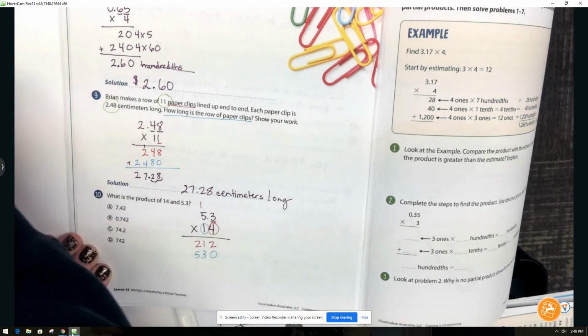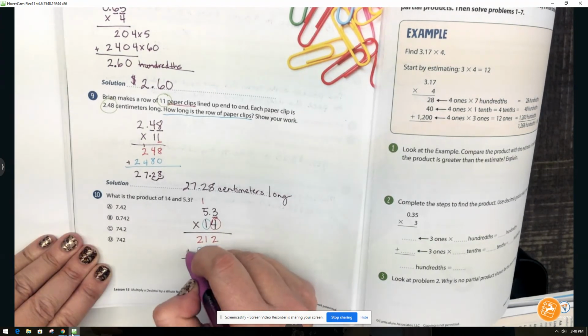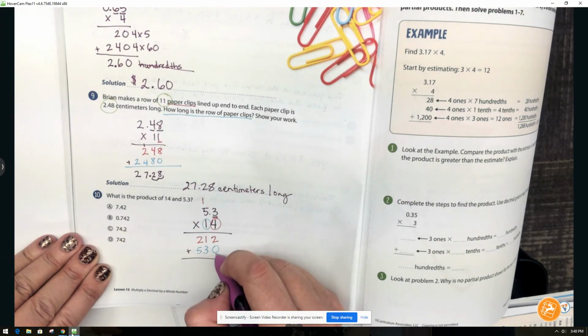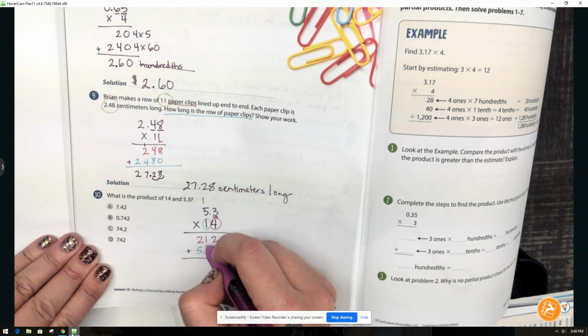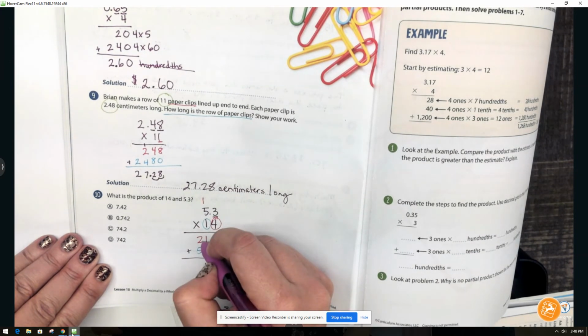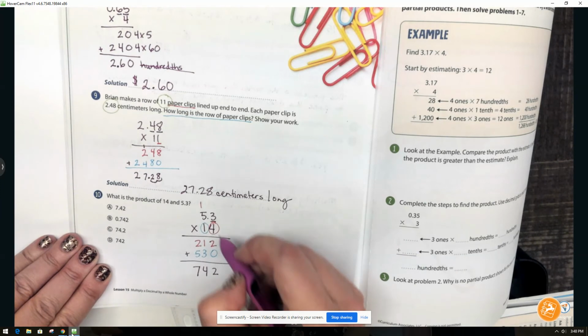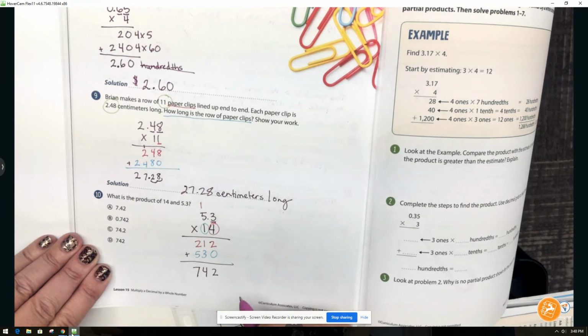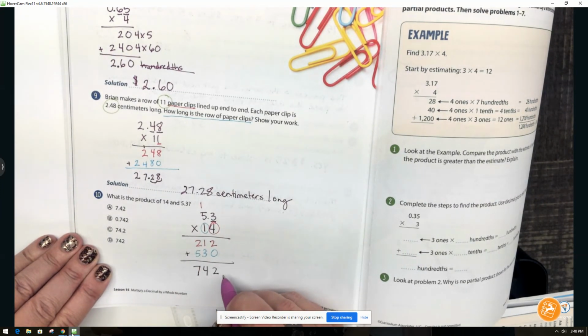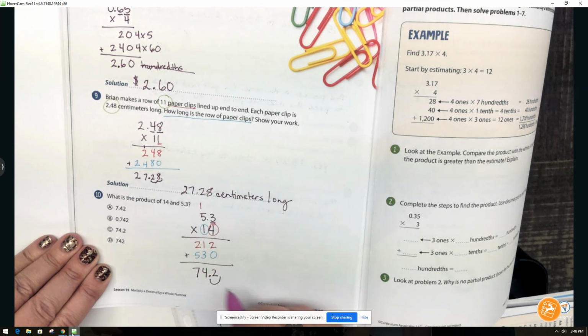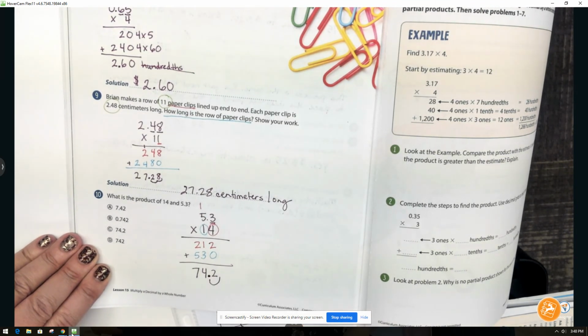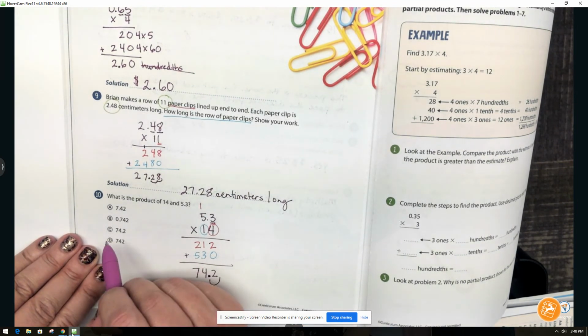And then finally, I'm going to add the 2 together. 2 plus 0 is 2. 1 plus 3 is 4. 2 plus 5 is 7. I have one digit that comes after the decimal, so my answer is going to also be a tenth. So, was I right?